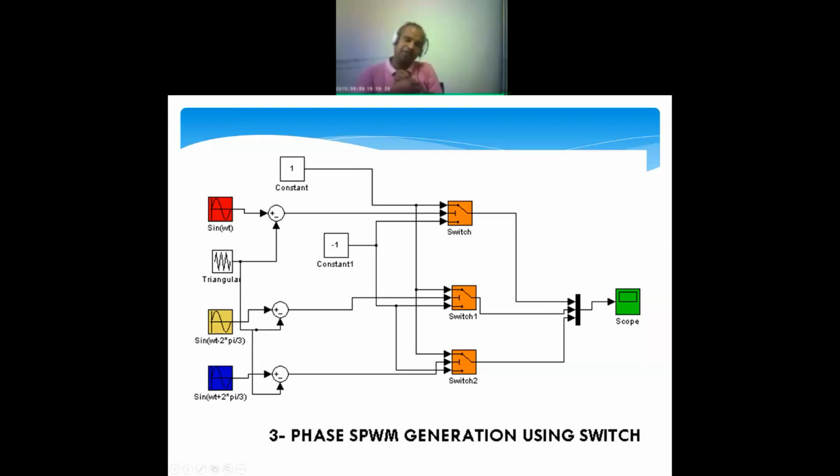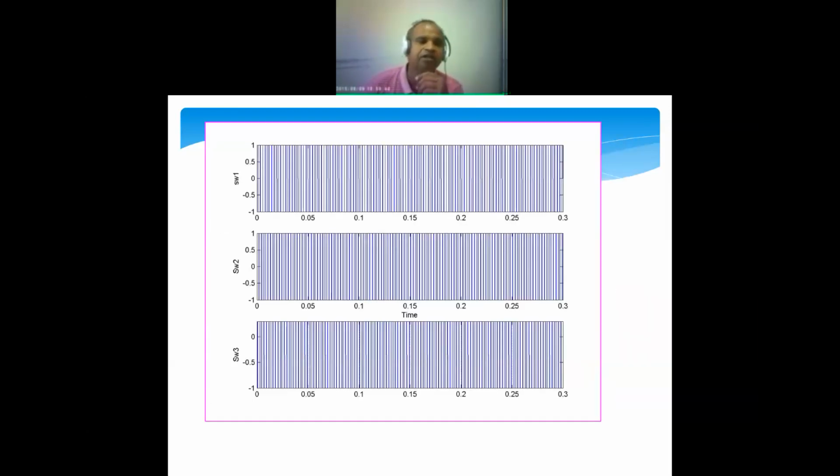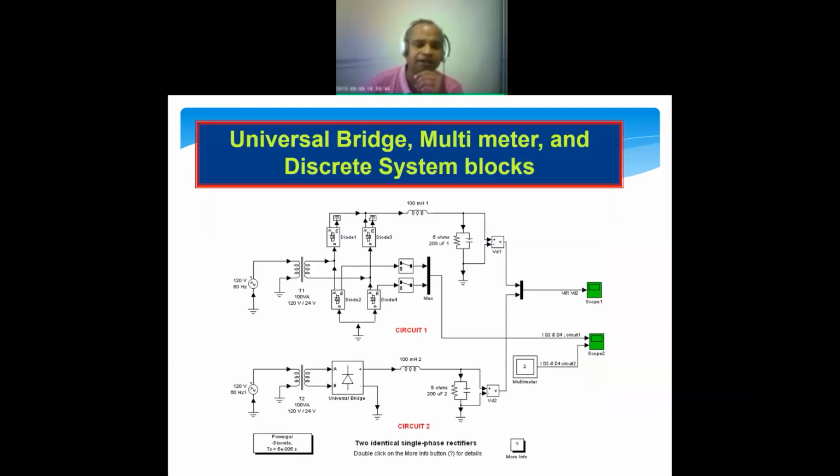So this is compared, and you can see that this is a switching control. Switching control means when the output voltage is greater than some value, you turn on the switch, like that. If the reference is greater than the triangular value, then you get 1; else, you get minus 1. So this is the logic. This is the output signal.